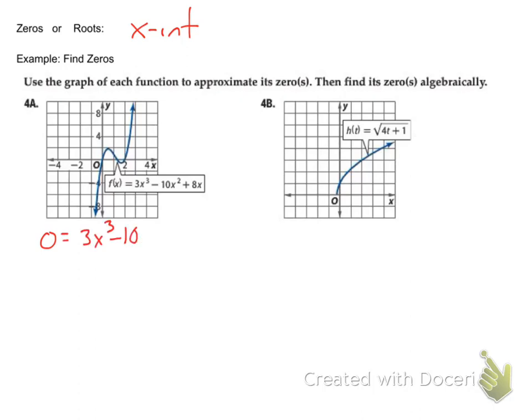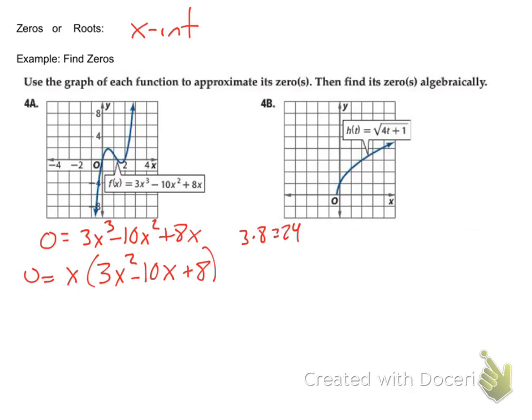So 0 equals 3x cubed minus 10x squared plus 8x. If I factor this, I can take an x out. So x times 3x squared minus 10x plus 8. And then you have to keep on factoring this. I get 3 times 8, which is 24, and now I've got to find the factors of 24 that give me a negative 10. That happens to be a 6 and a 4. They both have to be negative. So 3x squared minus 6x minus 4x plus 8. If I split up negative 10, I can use factor by grouping.